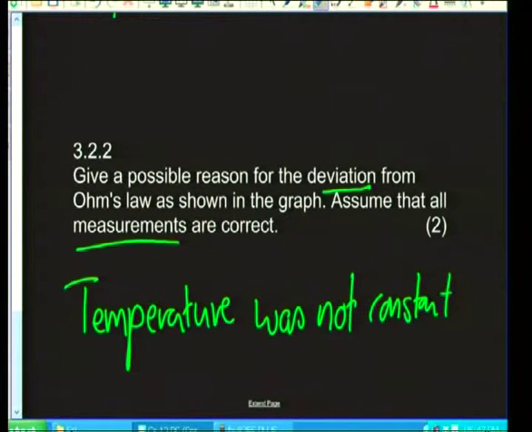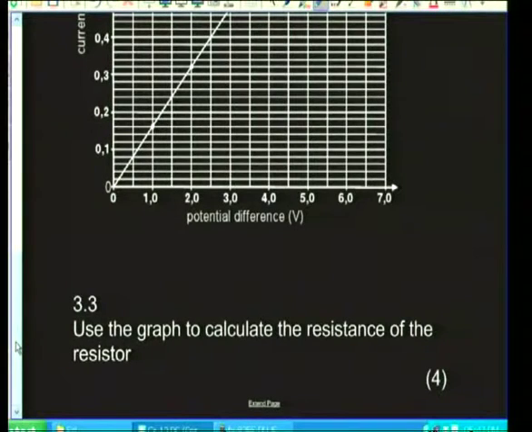And that's the reason why most things are non-ohmic, why they deviate, like light bulbs, because as they heat up, the resistance changes, and so they no longer obey Ohm's law. Let's move on. Use the graph to calculate the resistance of the resistor.